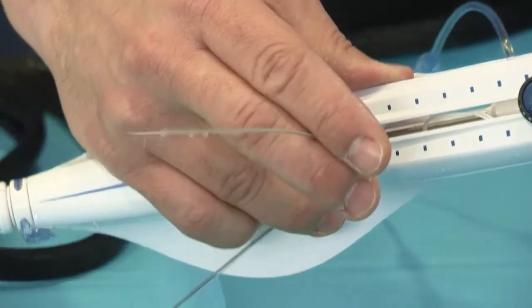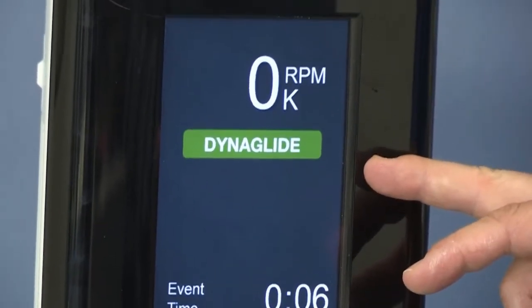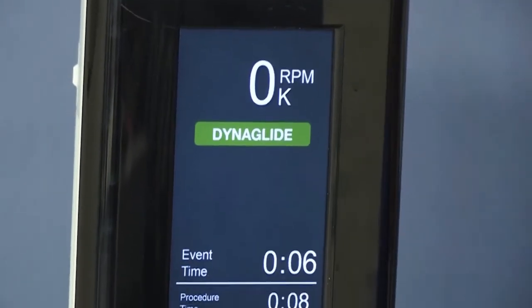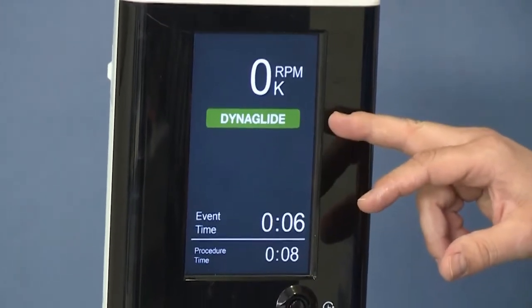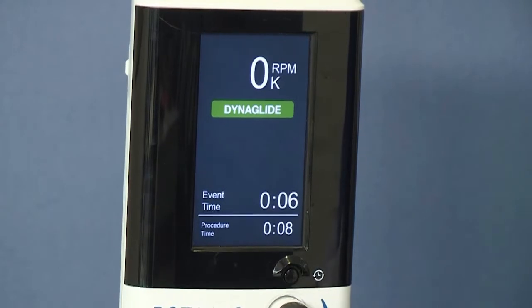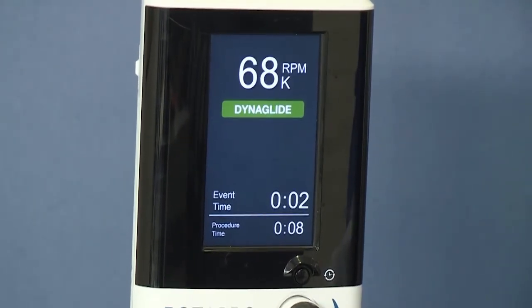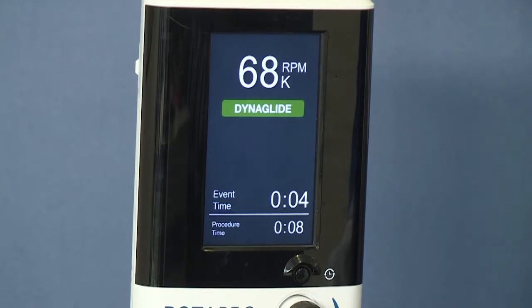Please look at the console. And what you will see on the console are two pieces of information. Dynaglide, so you know if you didn't realize this from the noise, but it's also written here. And secondly, the speed. I'll do that again in order to see together the speed. Between 65 and 70,000 revolutions per minute.